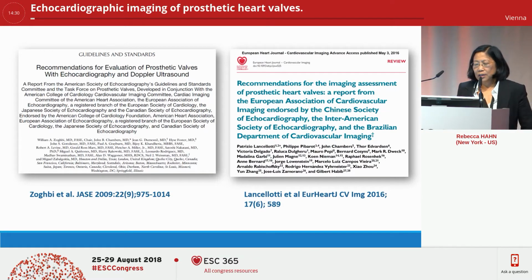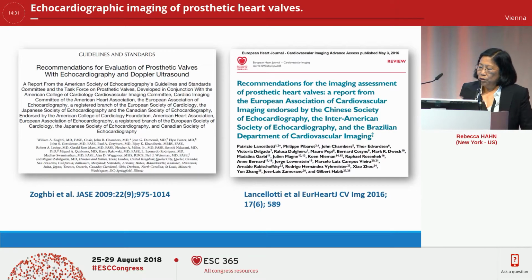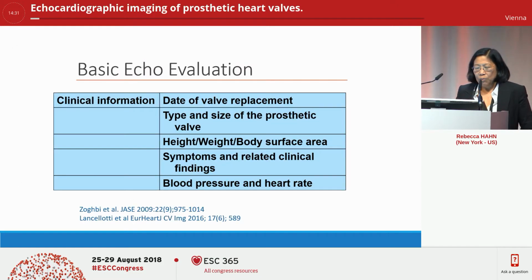All of the talk is going to center around two documents. One is our older document on evaluation of prosthetic valves by the American Society of Echo, and then the newer document from our European colleagues, again, recommendations for imaging prosthetic heart valves. But both documents are fairly clear that what's very important for the basic echo evaluation is the date of the valve implant, the type and size of the prosthetic valve, height, weight, and body surface area of the patient, symptoms and related clinical findings, and then blood pressure and heart rate.